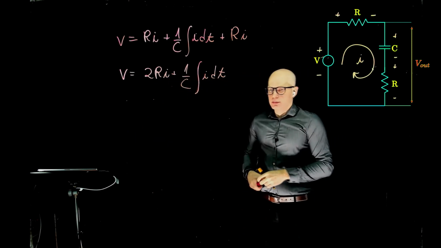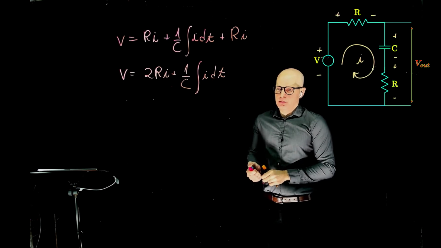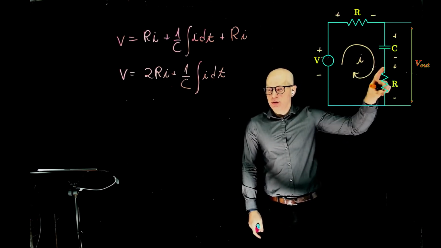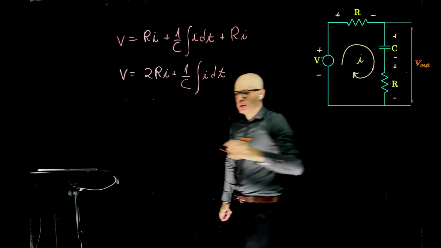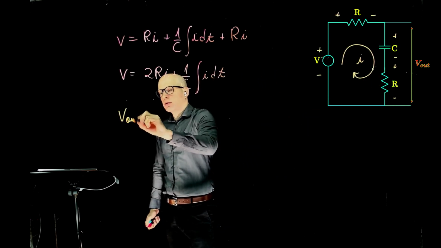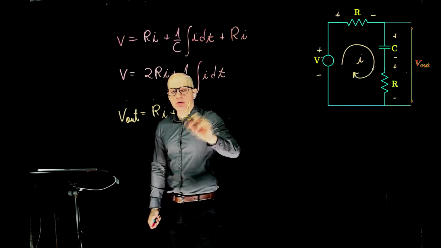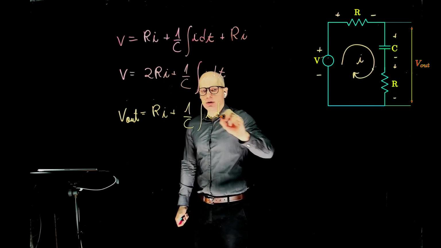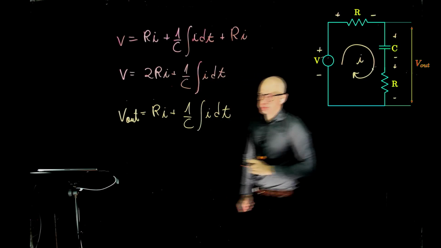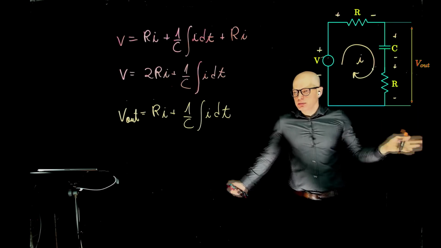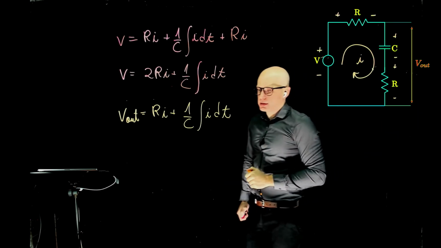Ri plus 1 over C integral of I dt. There you go. It's just the voltage drop here plus the voltage drop there. So V out is Ri plus 1 over C integral of I dt. Voltage drop here plus voltage drop there. Output voltage of the system.